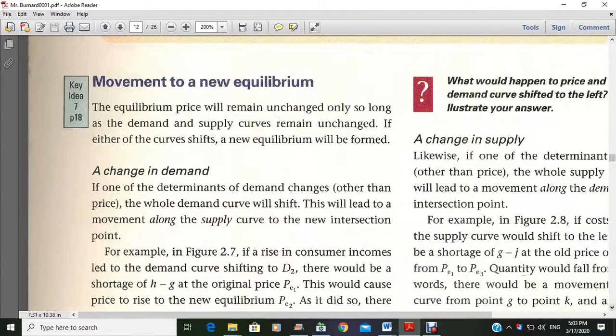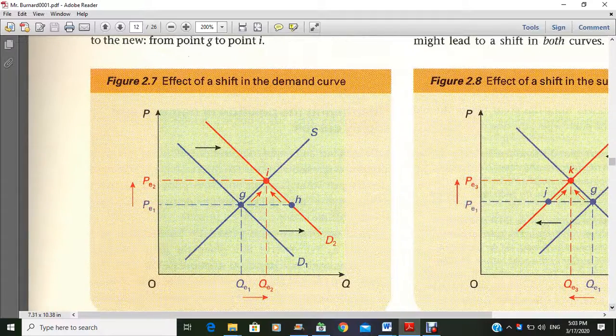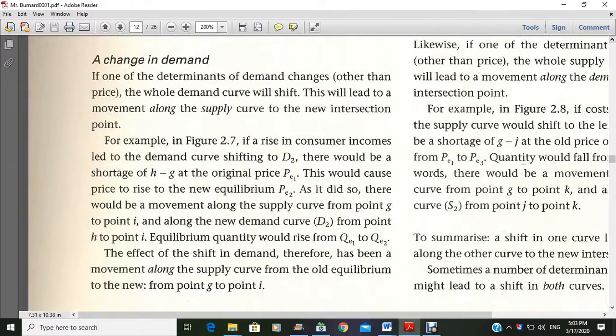So what you can do now is to pause the video and draw this curve, so as I go through the information, you can relate to it as you look on the video. Alright? For example, in figure 2.7, if a rise in consumer incomes led to the demand curve shifting to D2, there would be a shortage of H minus G at the original equilibrium price.